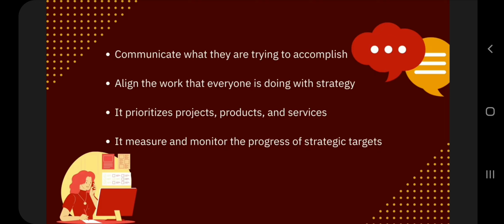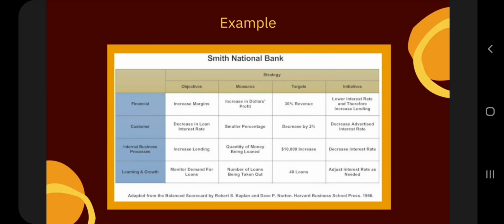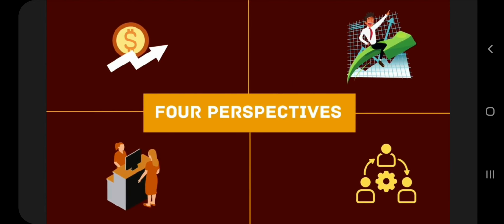Furthermore, here is a sample of what a balanced scorecard looks like. The balanced scorecard of the Smith National Bank talks about its financial aspect, customer, internal business processes, learning and growth, under their strategy on objectives, measures, targets, and initiative. The next reporter will discuss what the four perspectives of a balanced scorecard are.